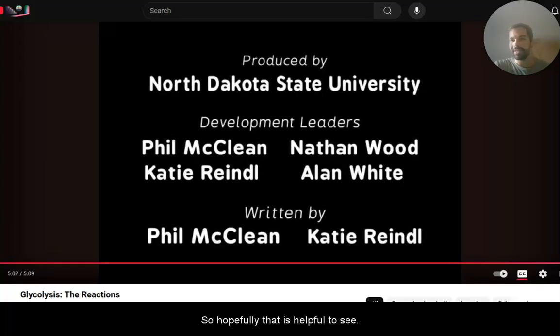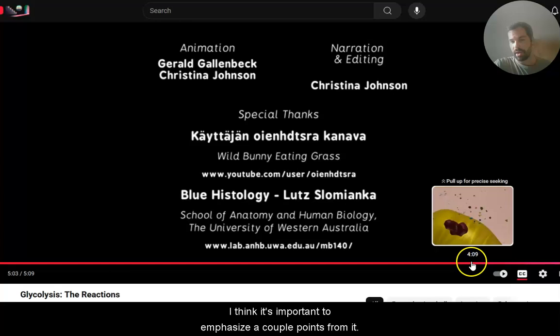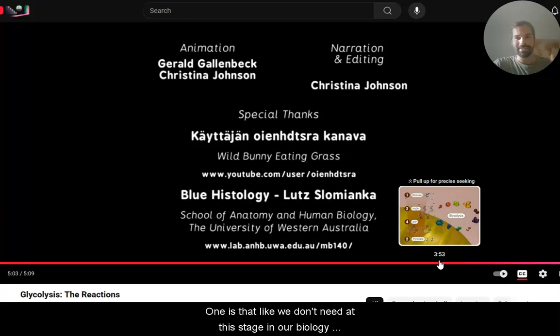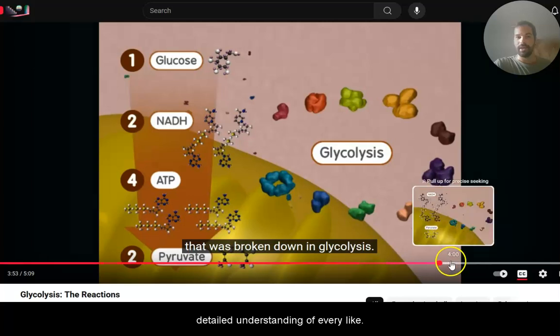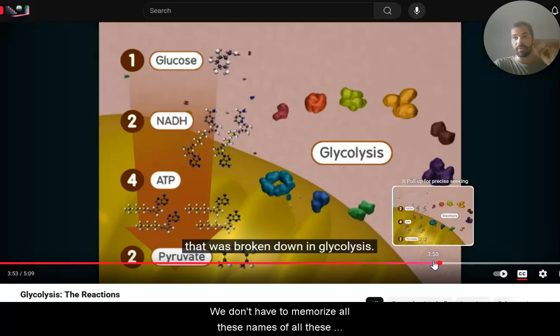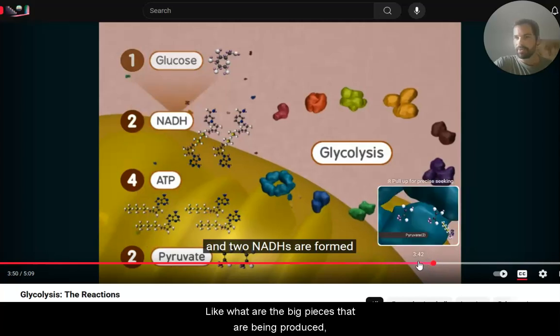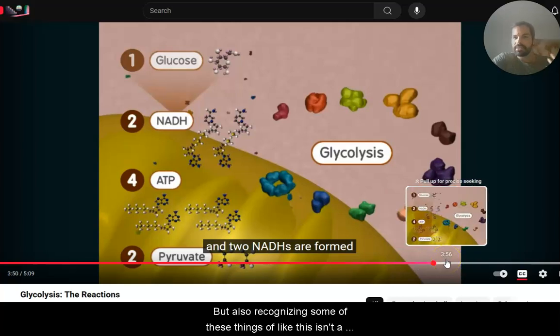So hopefully that is helpful to see. I think it's important to emphasize a couple points from it. One is that at this stage in our biology education, we don't need a very detailed understanding. We don't have to memorize all these names of all these different molecules, but we want to get the sense of the story. What are the big pieces being produced, the bigger players, the bigger ins and outs, but also recognizing that this isn't a closed system.